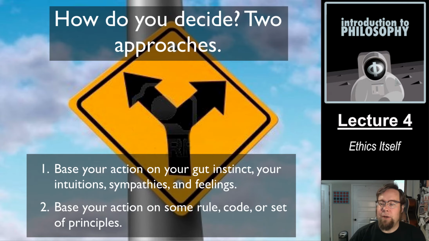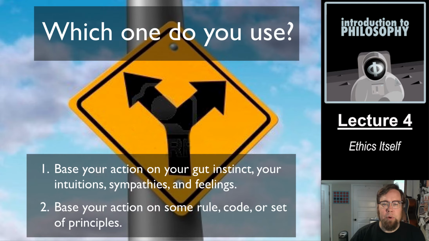So one general sort of question we could ask is, how do you make these sorts of decisions? Do you base your action on your gut instinct or your intuitions or your sympathies and your feelings? That's one kind of approach, a kind of like go with your gut or go with what feels right approach. But there's a second sort of approach whereby you would base your action on some rule, code, or set of principles. Which of these two approaches do you think of yourself as using?